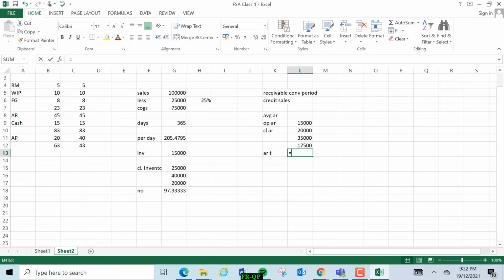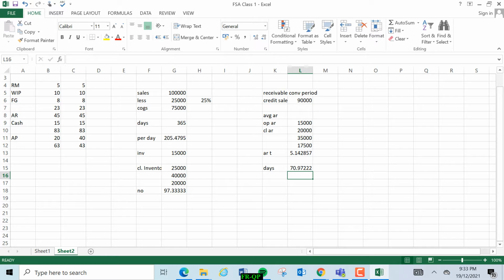So AR turnover, what is the formula? Credit sales divided by average AR. Say I have taken credit sales of 90,000. So in that case, what is the AR turnover? The AR turnover is 5.12. And what is the number of days for collecting your cash? How many days your cash is being kept by your debtors? 365 divided by that, so it means generally 71 days your customer keeps your money. So if you want to get your cash, you need to wait for about 70 days.